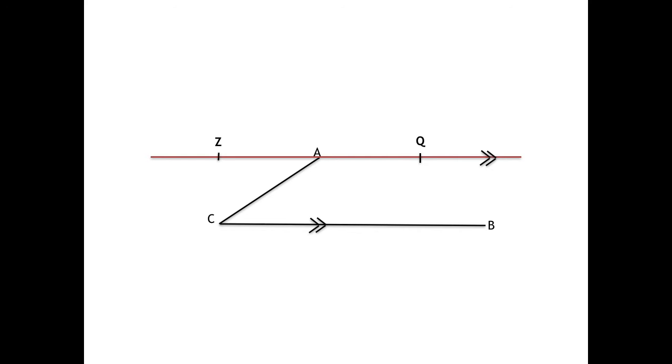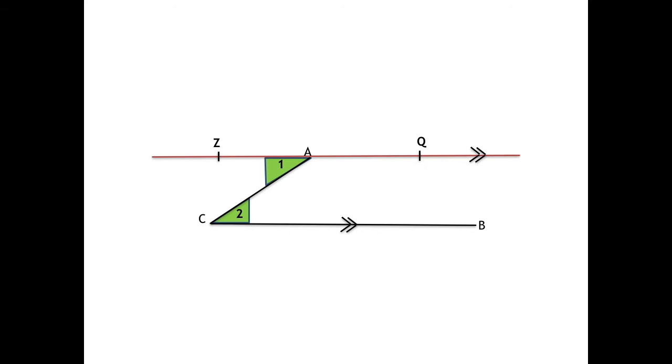But I could also just give these angles names so that it would be easy to refer to them. So we're going to call angle ZAC angle 1, and we're going to call angle ACB angle 2. And then, instead of using tick marks, we're going to use color to show that angle 1 and angle 2 are congruent because they're alternate interior angles.